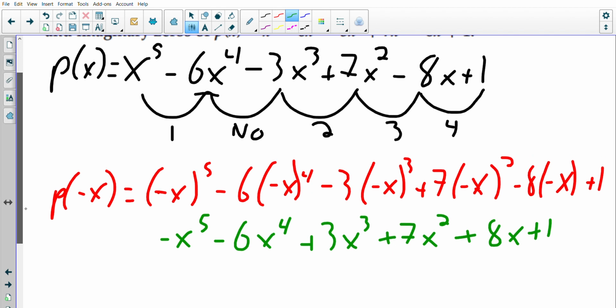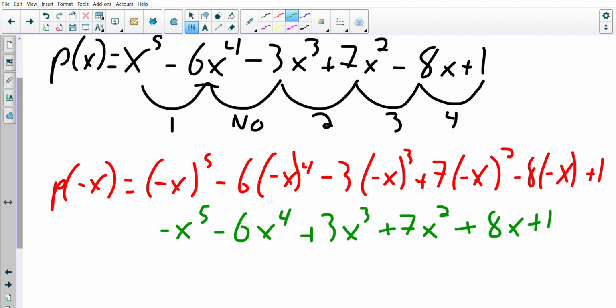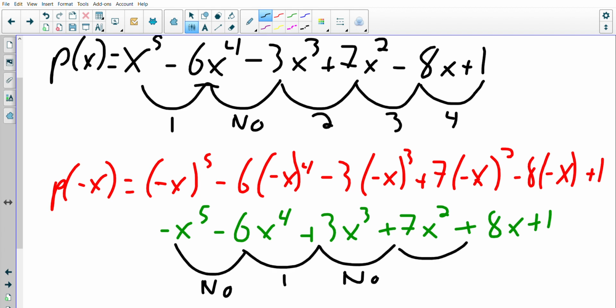So then, again, I'm going to look at the number of sign changes. So negative to a negative, that's no, doesn't change. Negative to a positive, that's 1. Positive to a positive, no. Positive to a positive, no. Positive to a positive, no. So there's only one sign change.